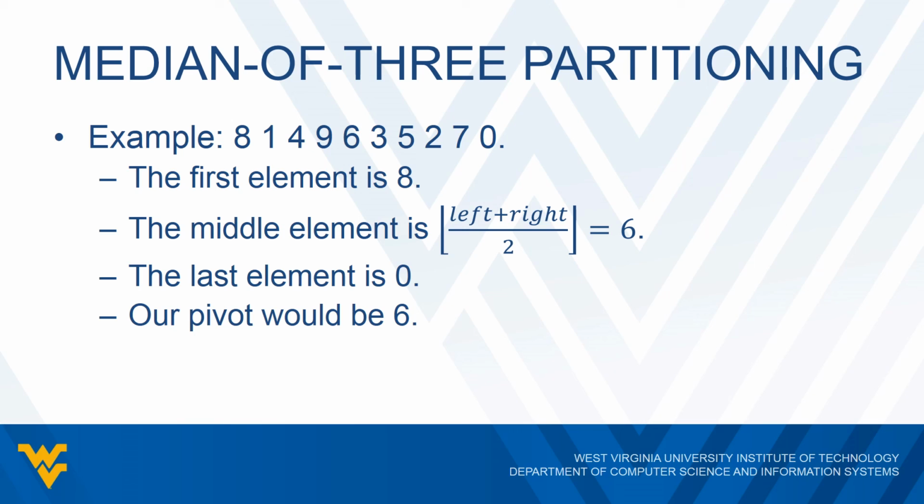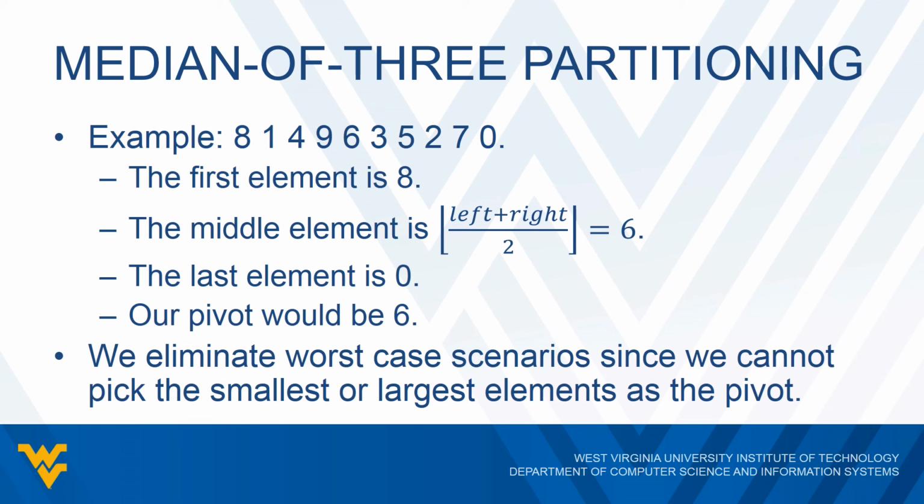And as I mentioned before, what's nice about this is we eliminate the worst case scenarios because we know that we cannot pick the smallest element and we cannot pick the largest element as the pivots. We just can't do that. Like I said, we might get something that's close, but there is absolutely no way we could pick the smallest or largest element to be the pivot.